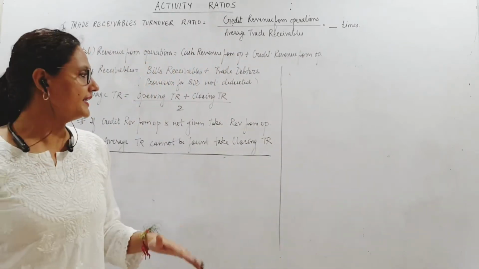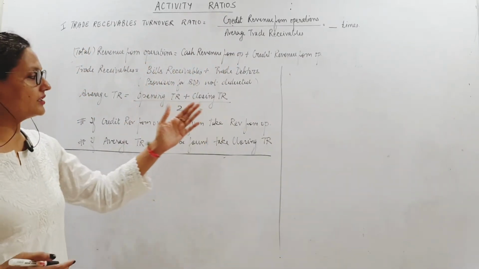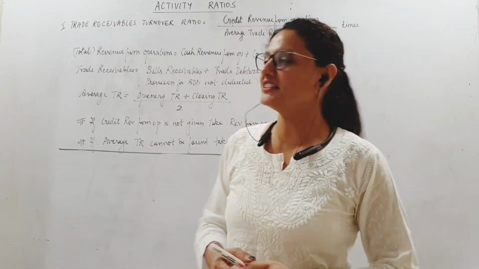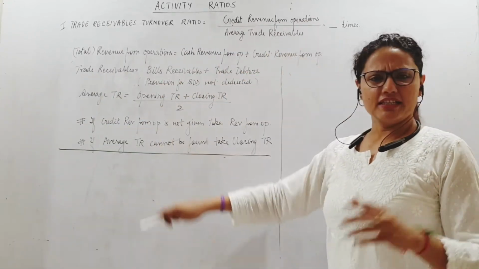So obviously opening trade receivables plus closing trade receivables divided by 2 will give me average trade receivables. Is that clear? So, these two things you just need to take care.